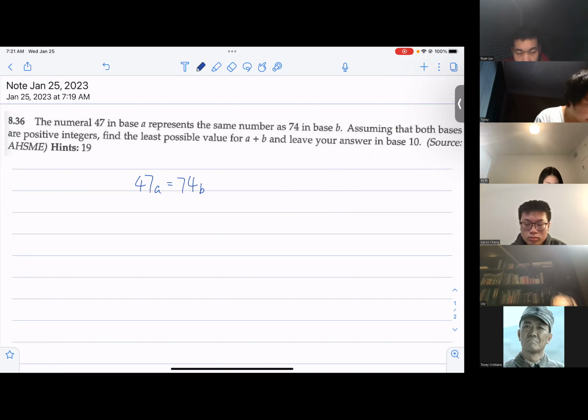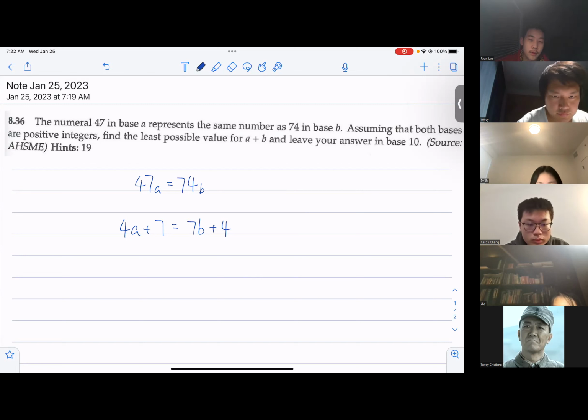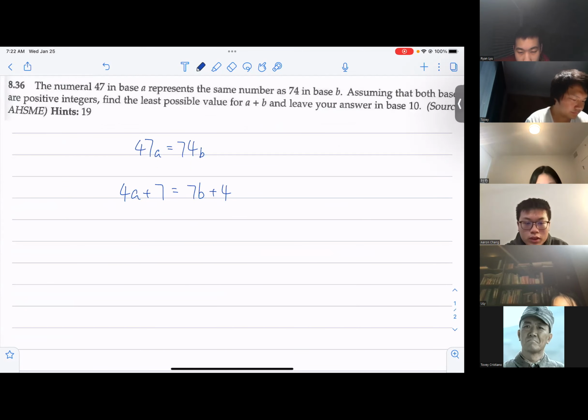So Ryan is correct. Very good. The first number will be 4A plus 7. The second number would be 7B plus 4. Okay, very good. And how do we know the smallest value of A and B? Move A and B to one side and 7 and 4 to the other side. So there'll be 4A minus 7. Okay, maybe let's make it positive. So let's say 7B minus 4A, right? And then that will be 3.